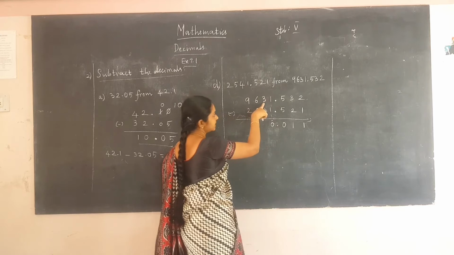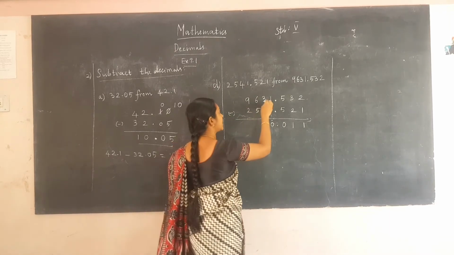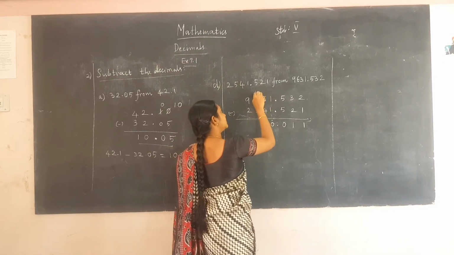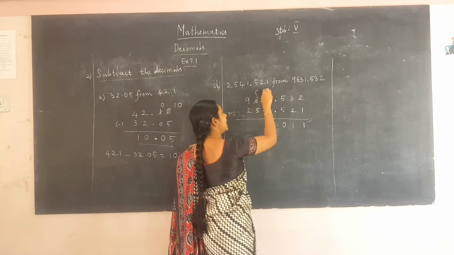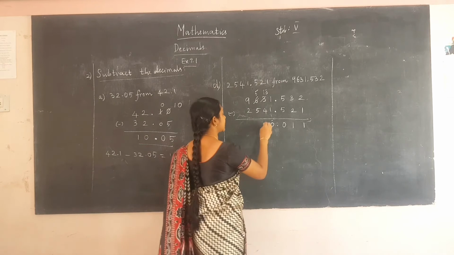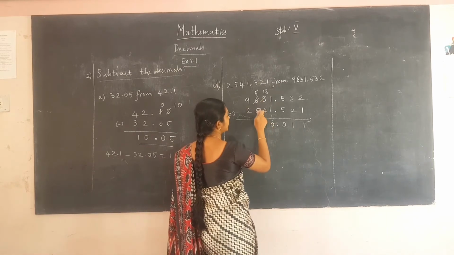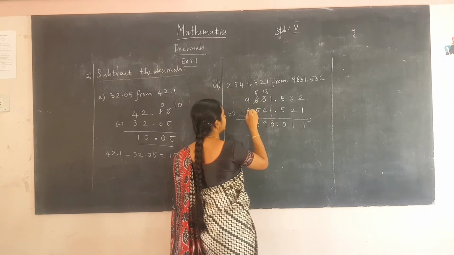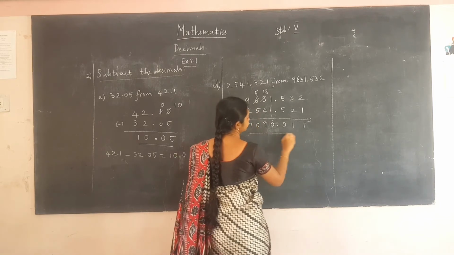Here 3 is smaller than 4, so we have to borrow. 6 will be changed as 5 and 3 will be changed as 13. 13 minus 4 is 9. 5 minus 5 is 0. 9 minus 2 is 7.